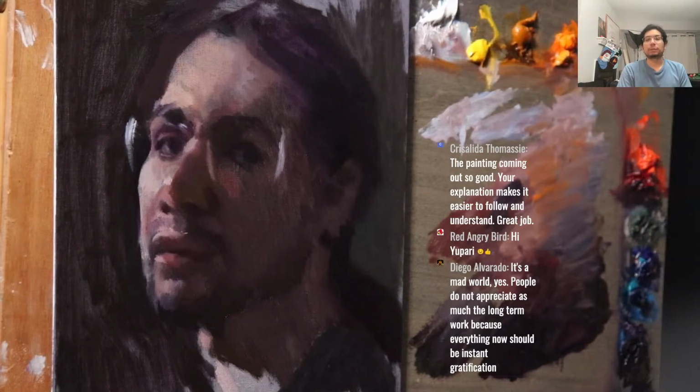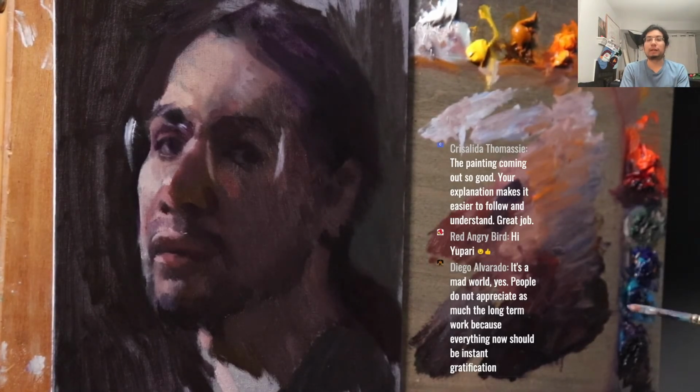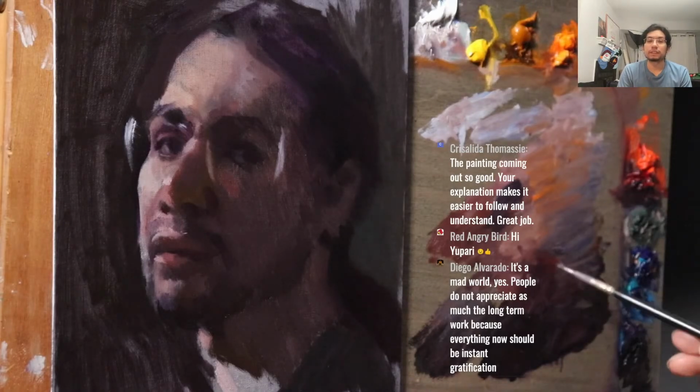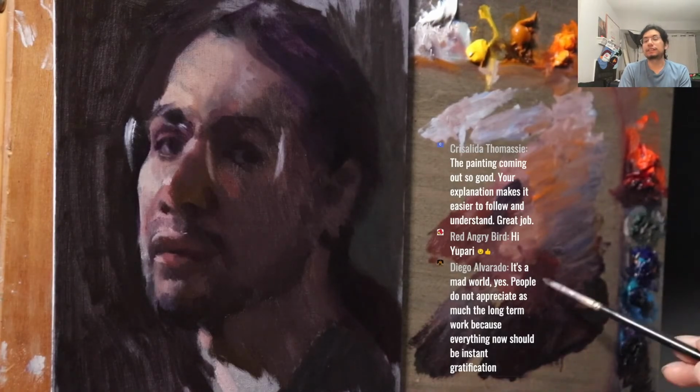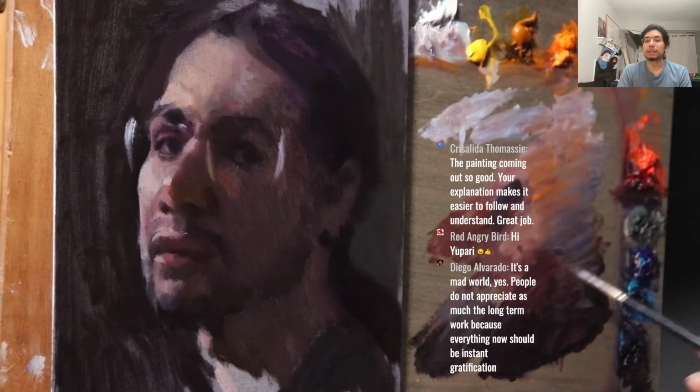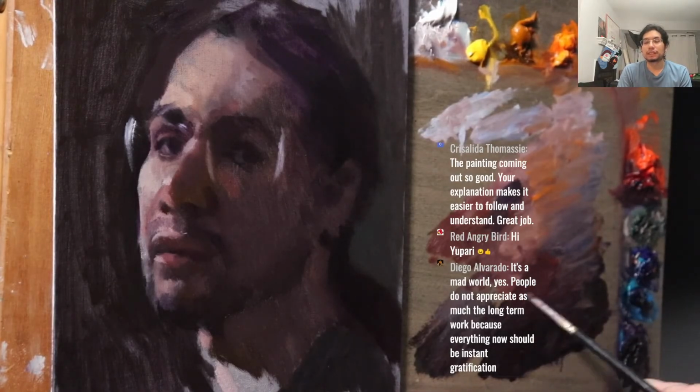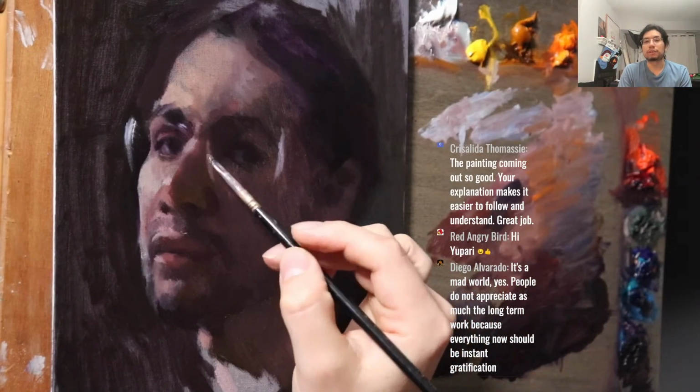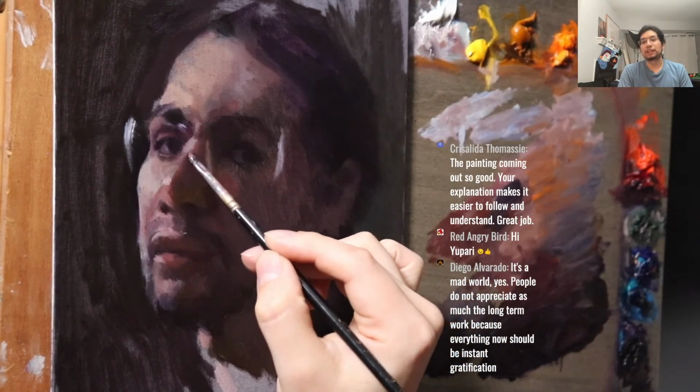The only way to capture the character that someone has is to paint them from life. You capture their character by capturing a series of micro expressions. A series of micro expressions display the character because a person is not just one character. A person is not just one moment. A person has a series of moments.